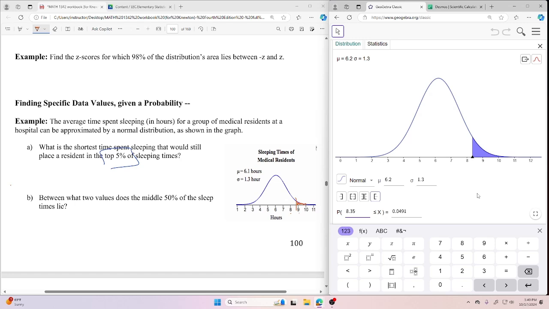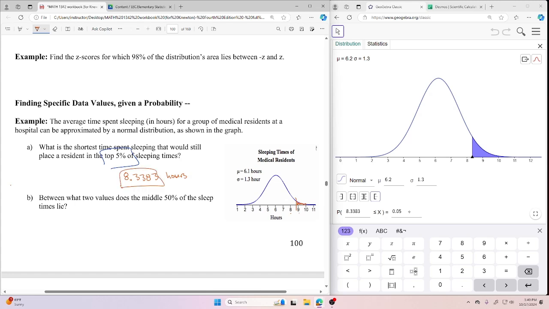There it is. Exactly right. Instead of trying to guesstimate on this one, just put 5 and we're done. I know, just that easy. Thank you. Good technology skills, right? There we go. So we're just putting the number in right there, and we get our answer immediately. 8.3383 hours, and again, that's about what we were thinking anyways.